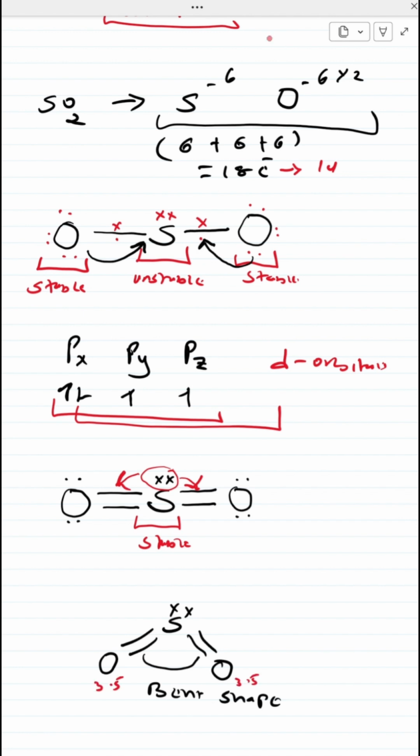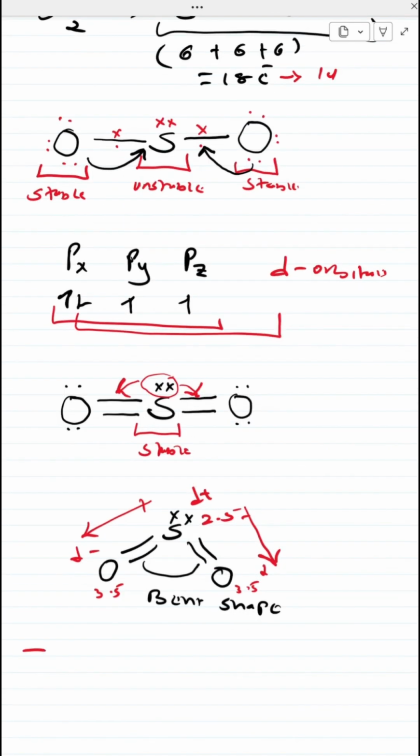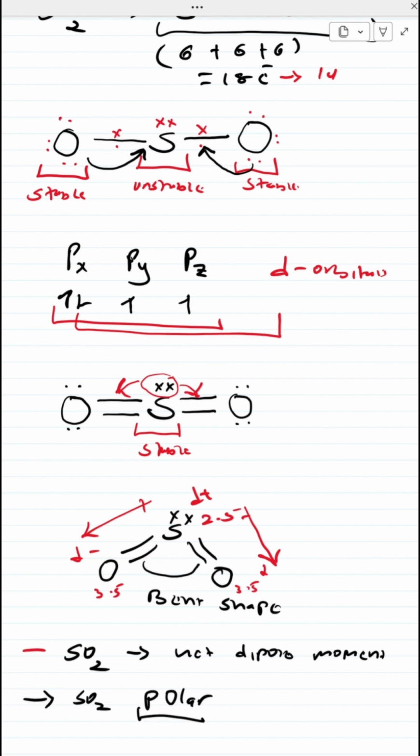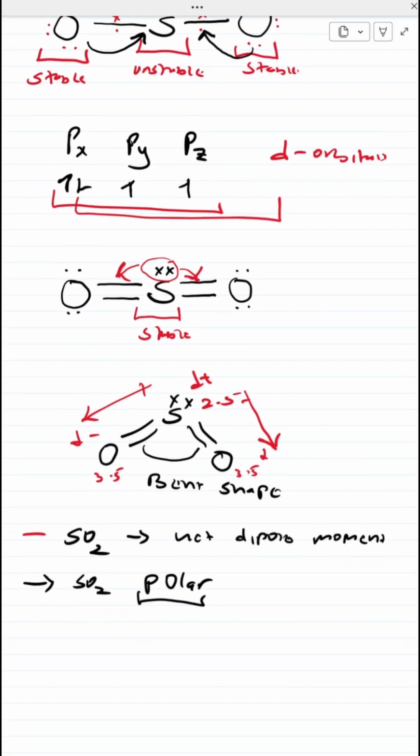Now based on Pauling's electronegativity, sulfur is 2.5 and oxygen is 3.5. The difference between them is 1. Now if we draw the dipole moments, they will not cancel out. So we say sulfur dioxide has a net dipole moment. So when it is having a net dipole moment, we say that sulfur dioxide is a polar molecule. It is a polar molecule because the dipole moments are not cancelling out.